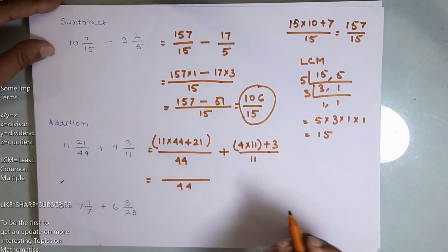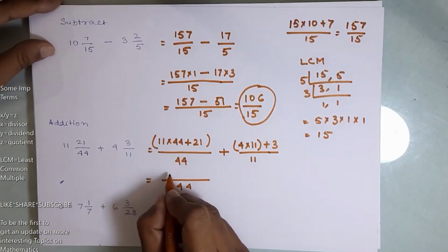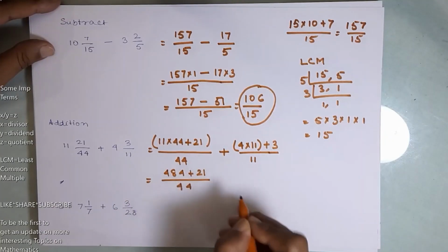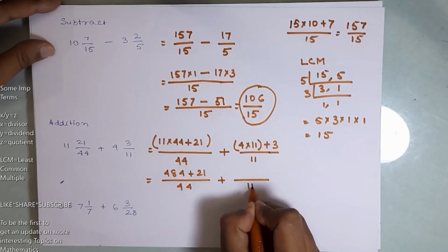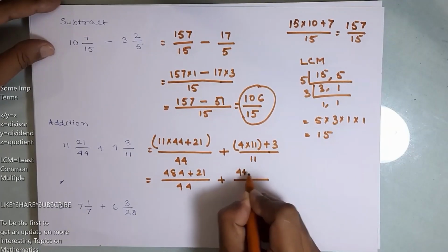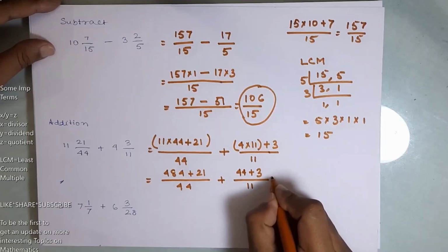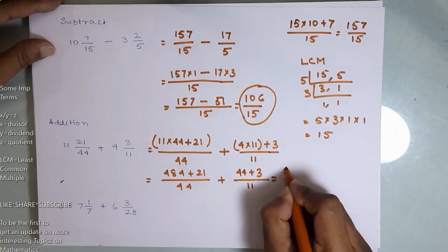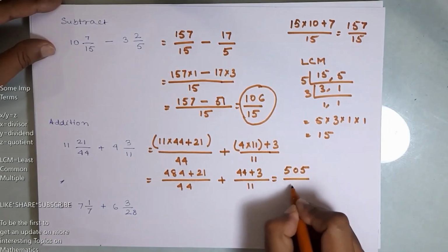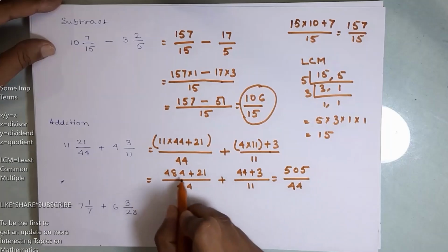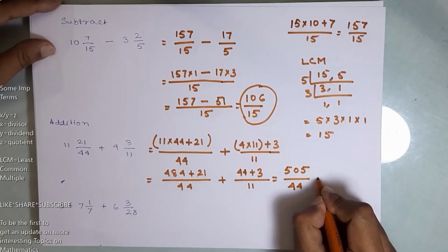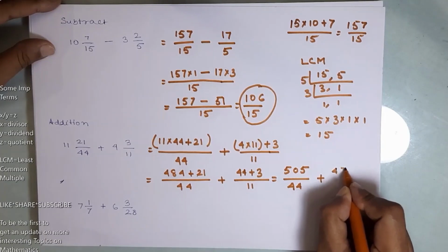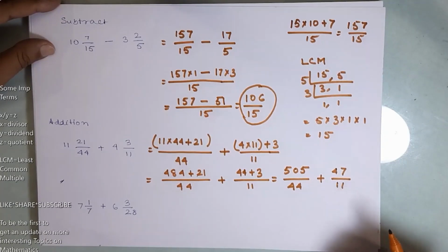44, and then it will be 484 plus 21, and here it will be 11 into 44, plus 3, and then it will be 505 by 44. 484 plus 21 comes as 505 by 44, and 44 plus 3 is 47 by 11.